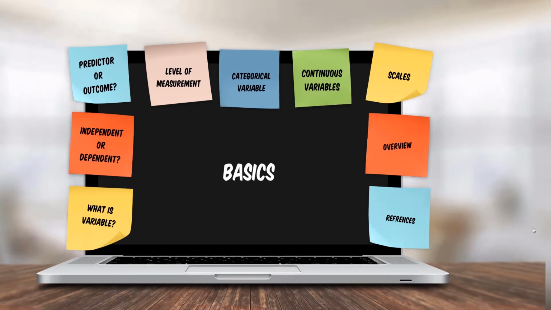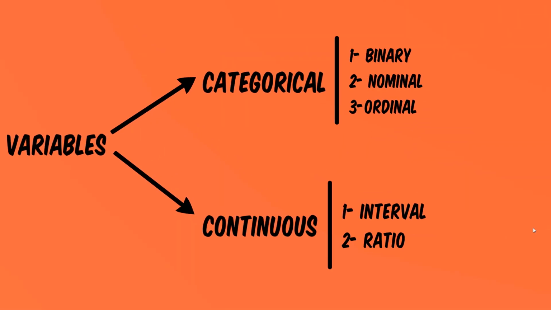Now I'm going to overview some of the things I just said. As I just said, the variables can be continuous or categorical. Categorical can be binary, nominal, or ordinal. But the continuous variable can be interval variables or ratio variables.